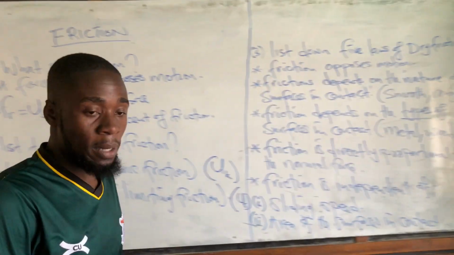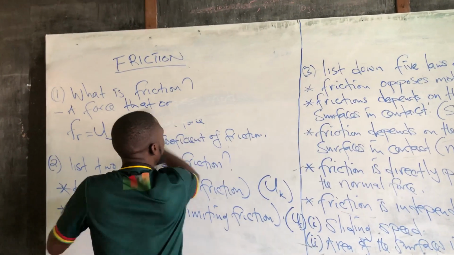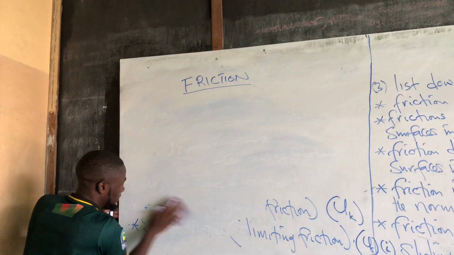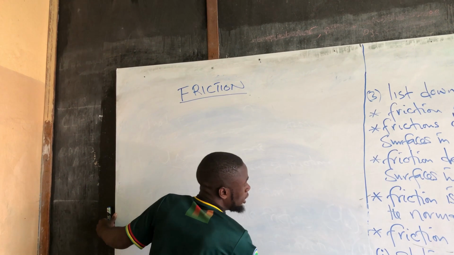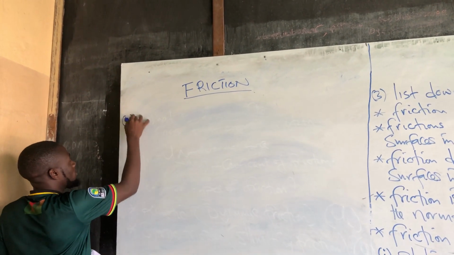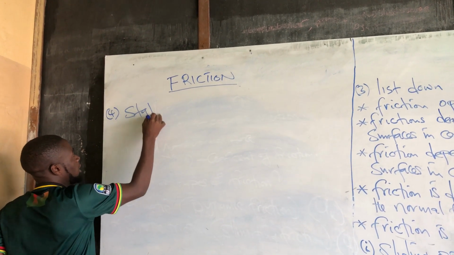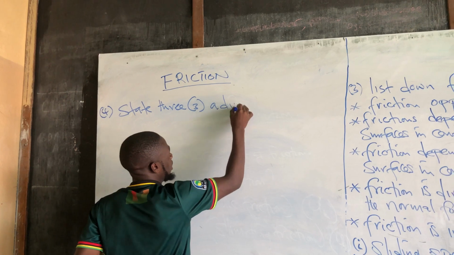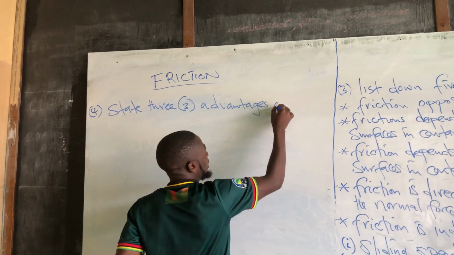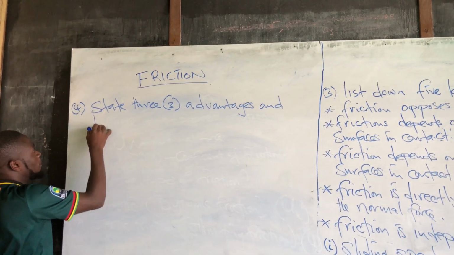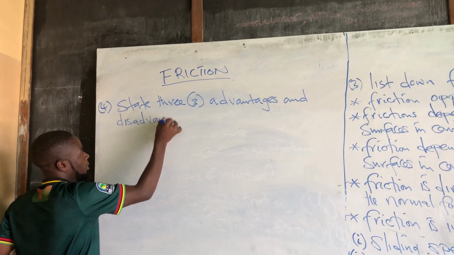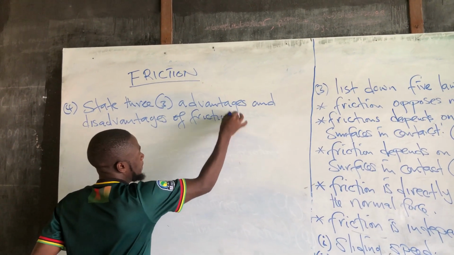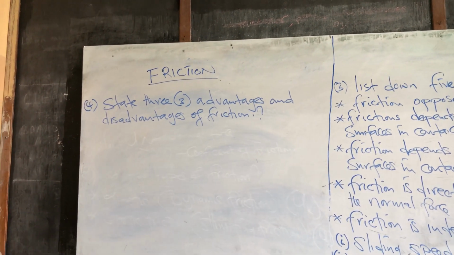Okay, let's go to question number 4. Okay, so number 4 here, they say, state 3 advantages and 3 disadvantages of friction here.